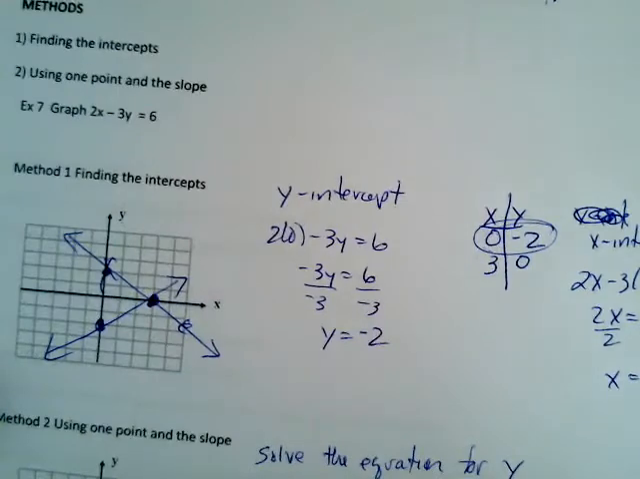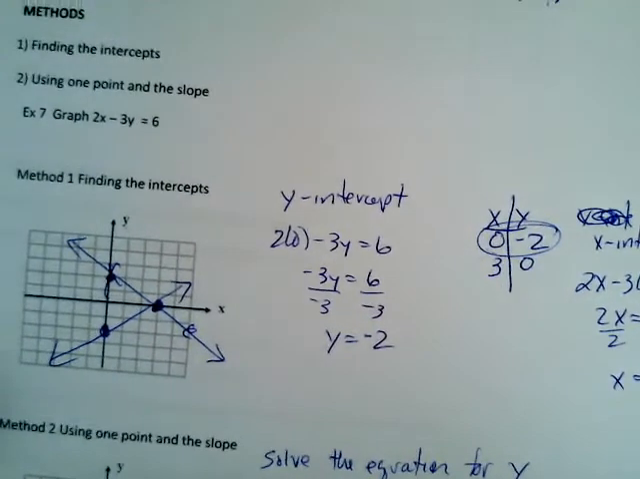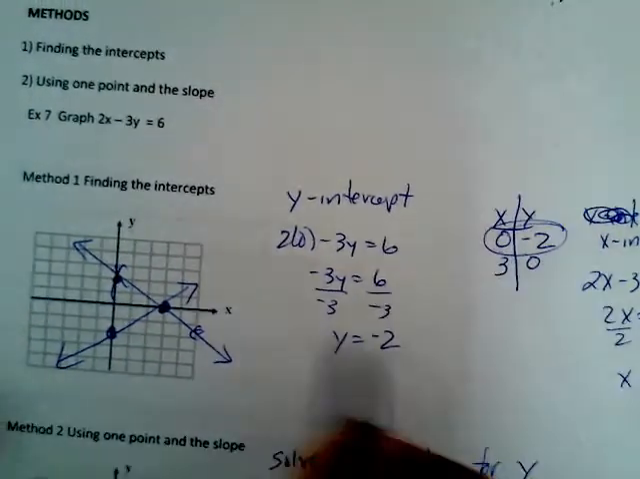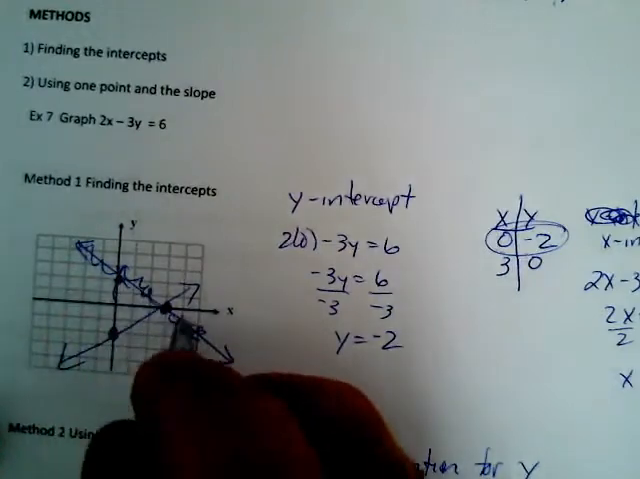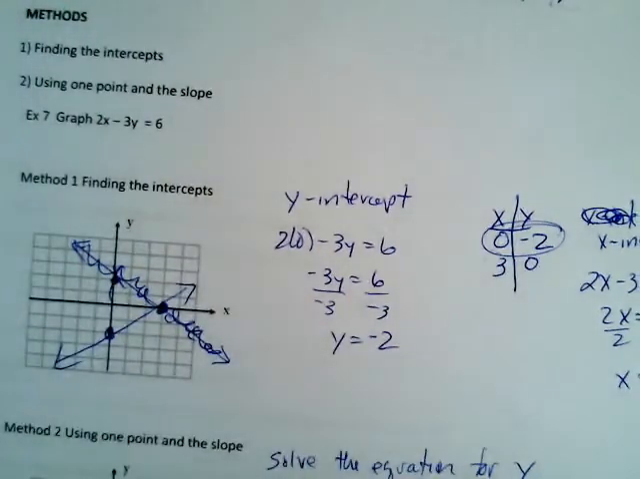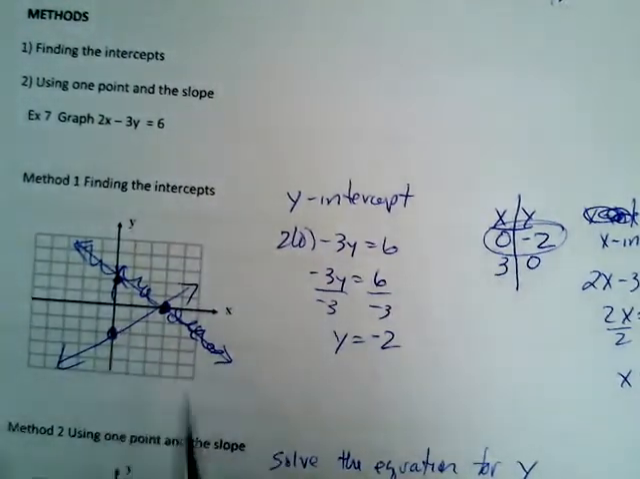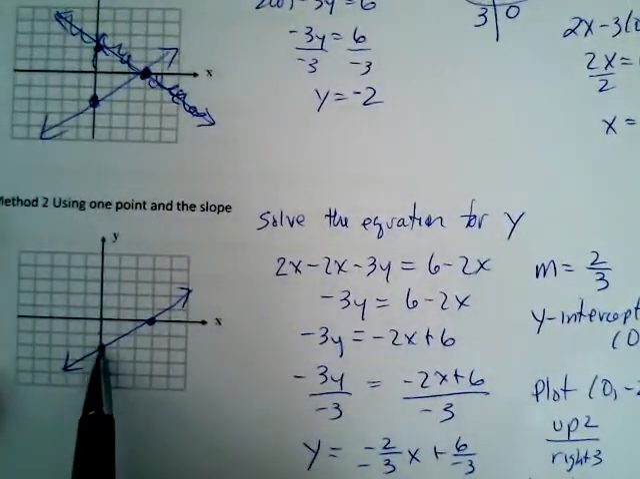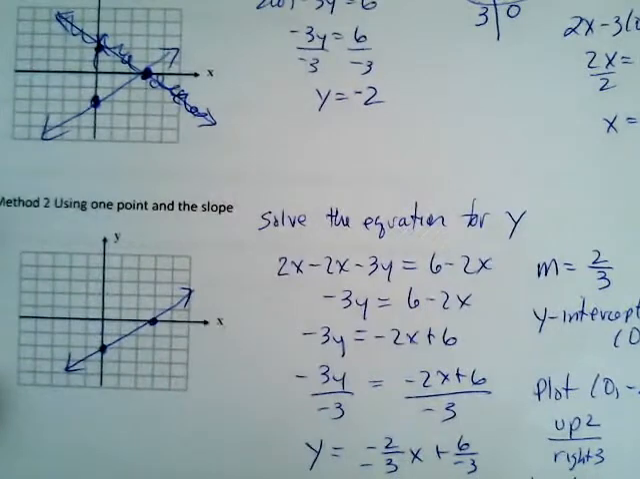I'm surprised y'all were screaming at the TV or at the screen, wherever you're watching this, going, hey, that's negative 2. I'm trying to write and talk, and it's been a long weekend. A lot of snowing. So sorry about that, but these graphs should look the same. But anyway, getting back down here, you plot your y-intercept, up 2, right 3.